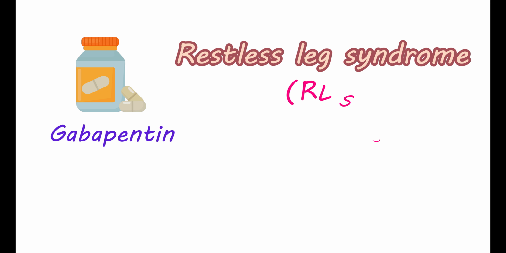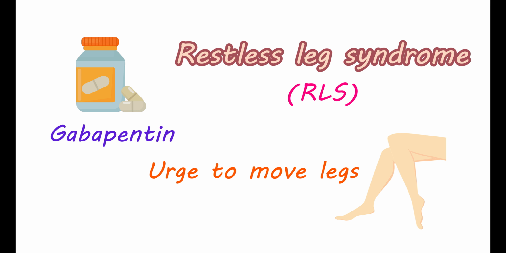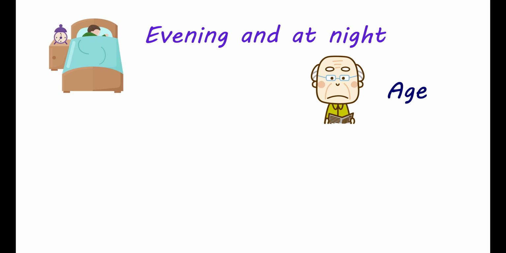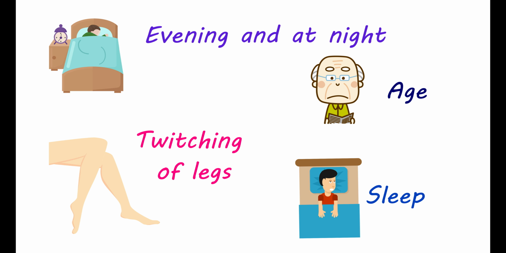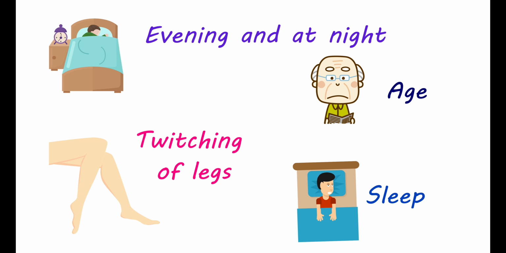Gabapentin can also be used for a condition called restless leg syndrome. It is a condition that causes an irresistible urge to move legs to get relief shortly. It is more pronounced in the evening and at night. The risk of this syndrome increases with age. Twitching of the legs at night may significantly affect sleep. Gabapentin can be given to treat this condition.